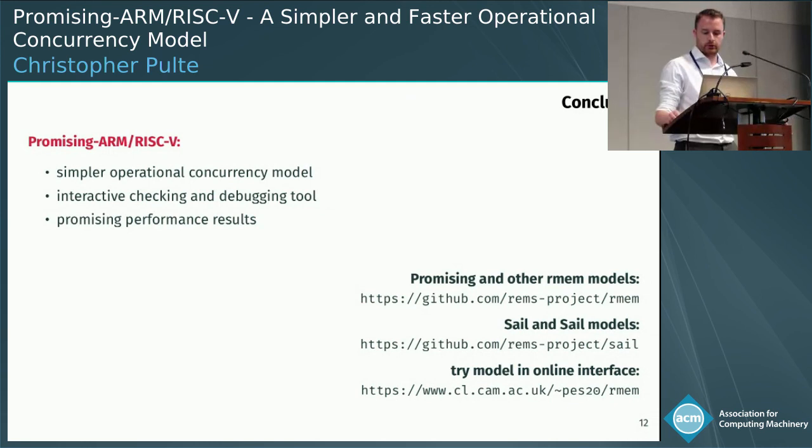And if this model sounds interesting to you, then please check these links I'm giving here. The models are all available publicly online. The promising model and also the flat operational model are available on GitHub, as are the Sail ISA models for ARMv8 and RISC-V and the Sail specification language. And if you'd like to try the model without compiling, there's a graphical online web interface version that you can use to interactively and exhaustively try these examples. Thank you.